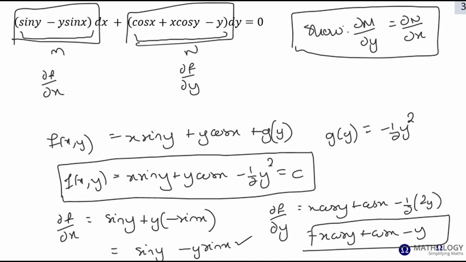Cos x is just rearranged. We have cos x, x cos y, and minus y. So that also checks out. So the solution is correct.